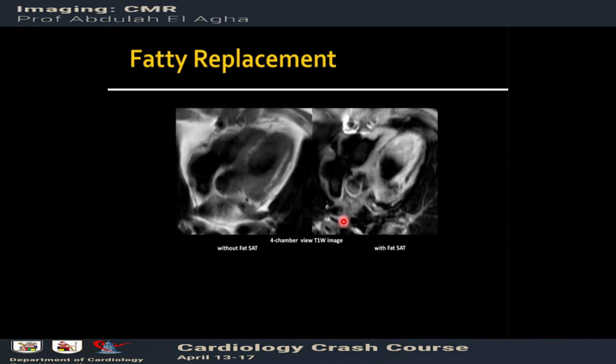What is fat sat or fat suppression? You suppress the fat, so what was white here will become black. So you will know that 100% this tissue is fat. This is one of the important advantages in cardiac MRI.